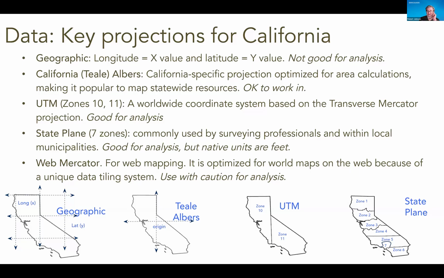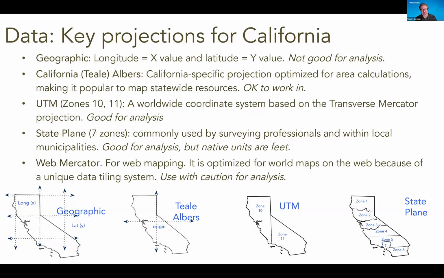State plane: every state has its own state plane system that is mostly used for surveying. And for California, we're split up into 7 different zones. A lot of times, if you're getting data from any sort of governmental source, either local government, state government, even federal, if it's specific to a state, it's going to be in this state plane system. And one thing to remember there is while a lot of these projections have their units in meters, in state plane, it's generally in feet.